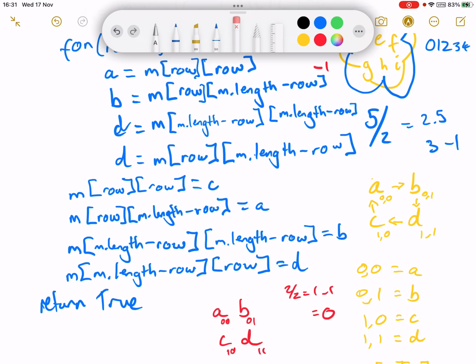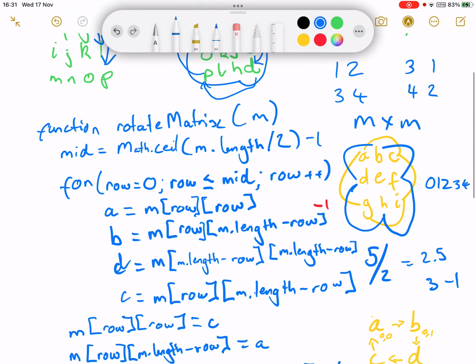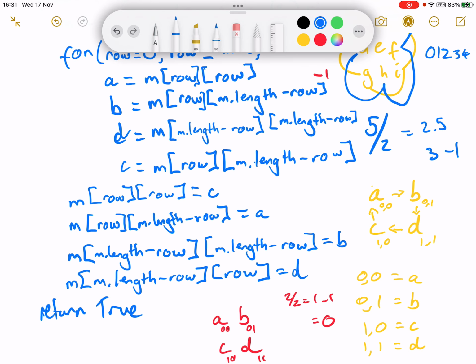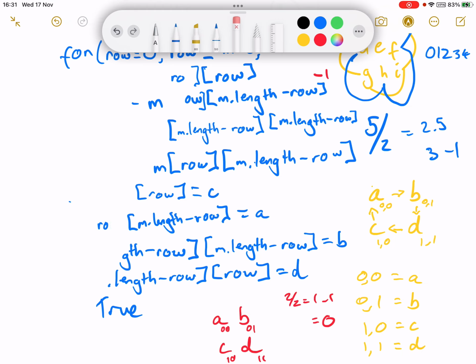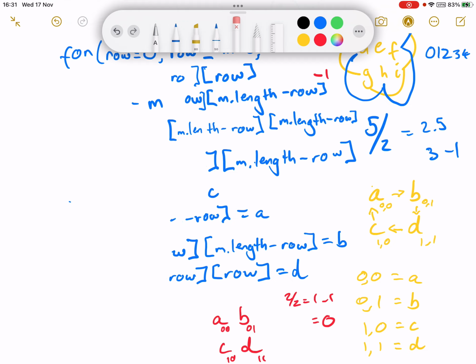D and C. M row, that was A. That will be C. M row. Then length minus row. You know what? Let me actually get rid of all this and try again. I think I'll have to save it as something else, which isn't confusing.